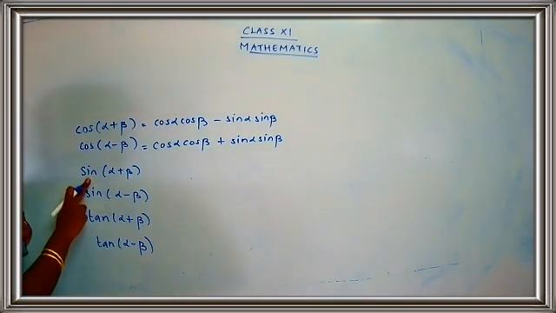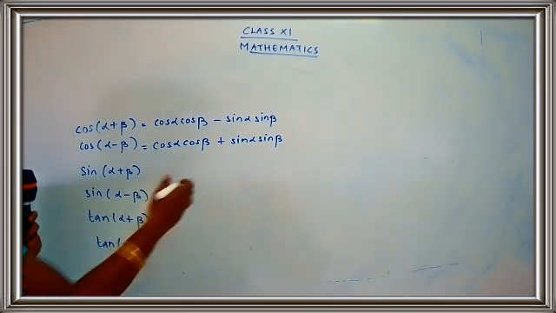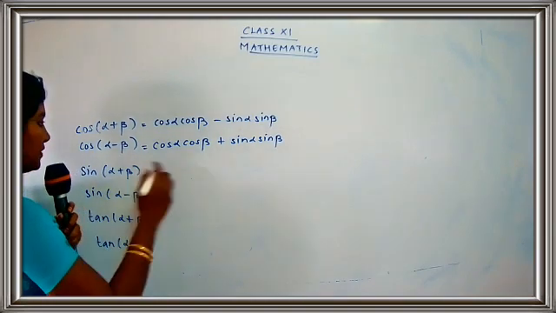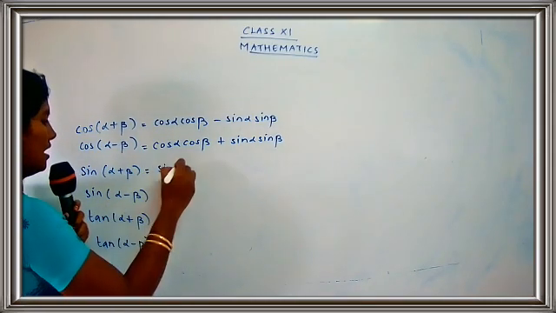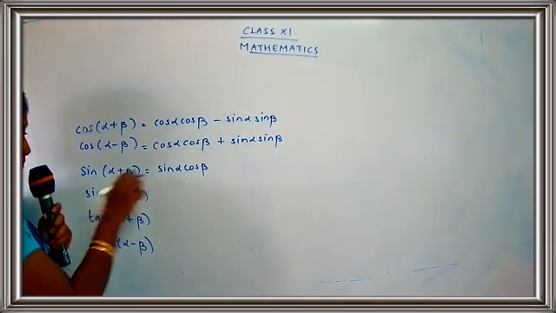Now you have here it's sine alpha plus beta. When you have sine function, the sign will remain the same. This is the main sign, it will remain the same. This is plus, so you will have the main sign as plus. So this is equal to sine alpha cos beta. I have told you that the sign will be plus.